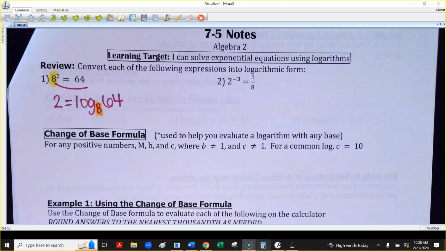That's all we're doing. We're not solving anything. These are both true statements. I'm just trying to remind you how to do this because you're going to do it in some of the questions today where maybe one of those numbers will be a variable.